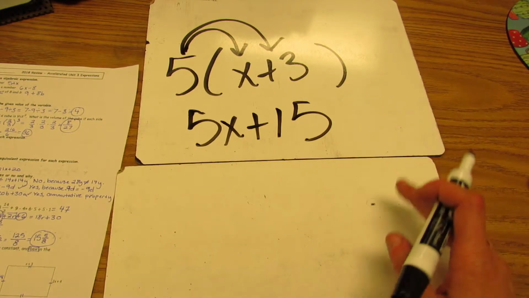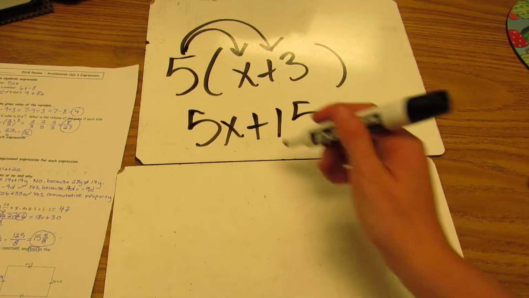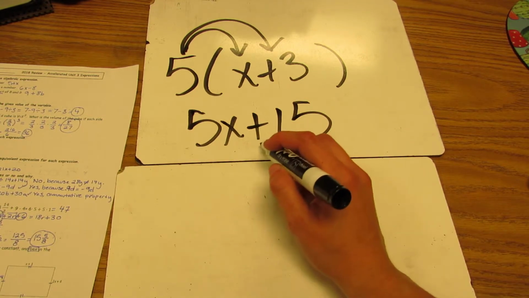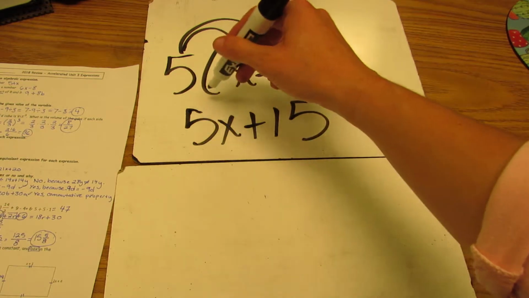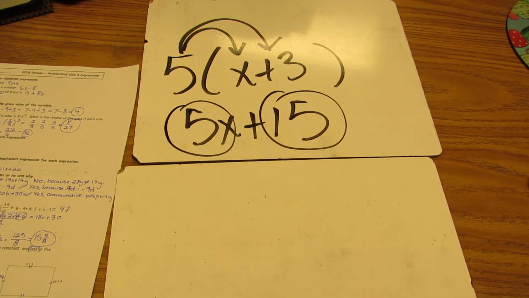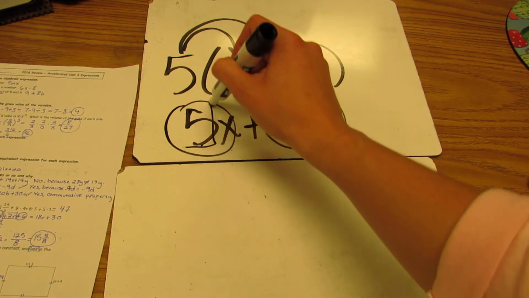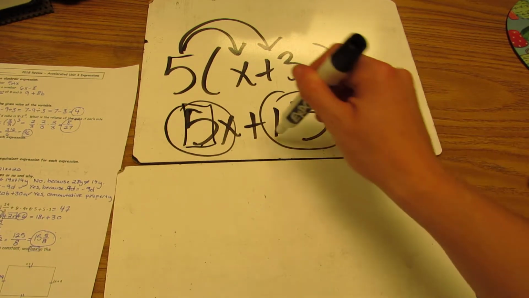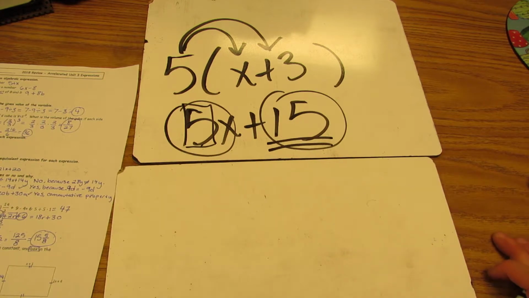So I have two terms. Remember guys, the definition of a term is that it's separated by an addition or a subtraction sign. So I have 5x and positive 15. All right, so in 5x, 5 is actually my coefficient, and 15 is my constant. All right, so let's keep going.